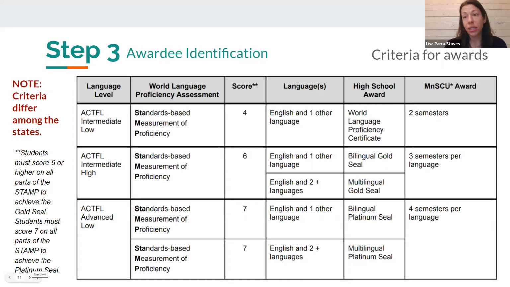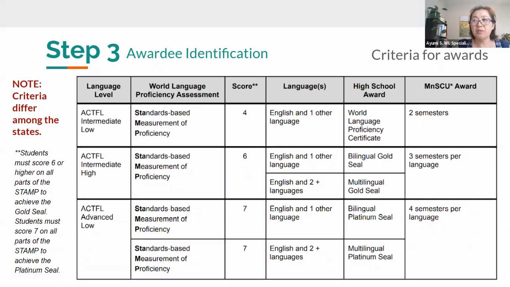I think I just want to ask you a question. Participants might be thinking, well, what if a student does not score appropriately in all 4 modalities? What do you go with? How do you give them an award? Or how do you determine their award?